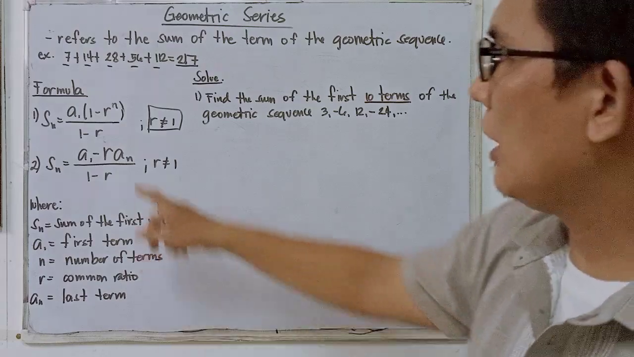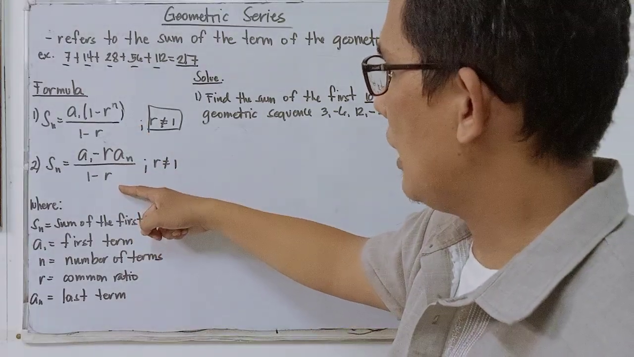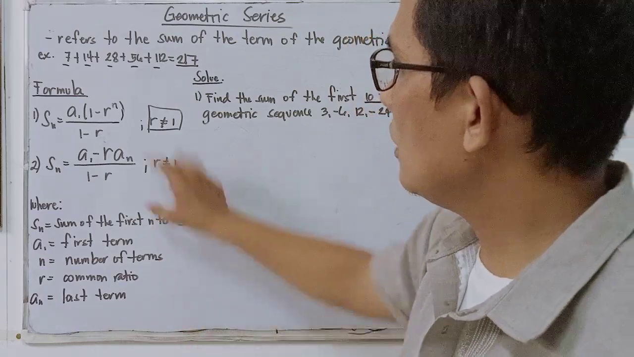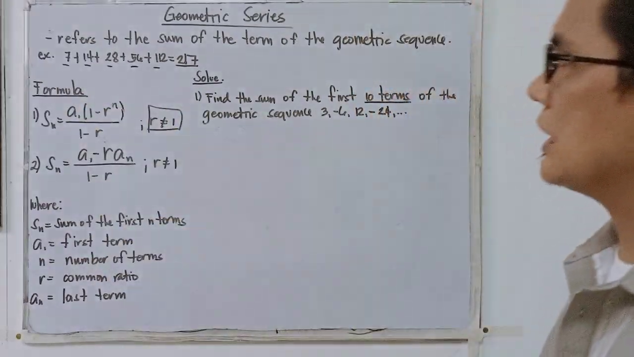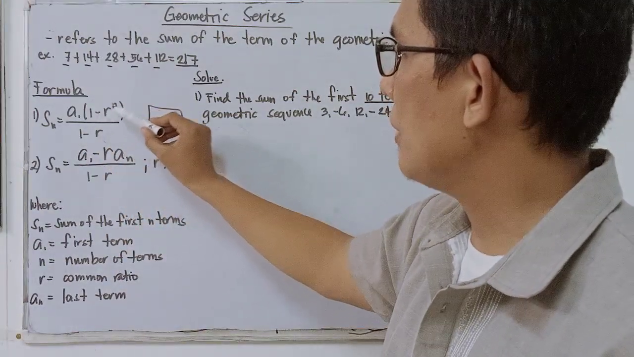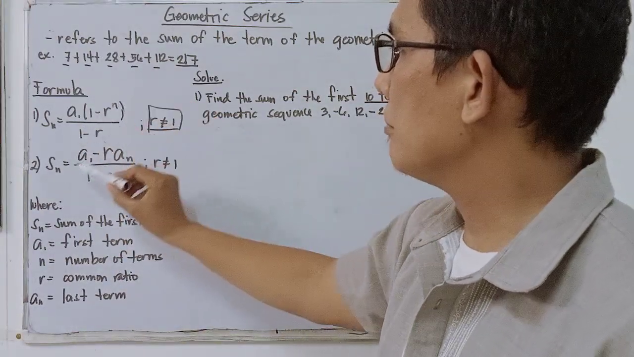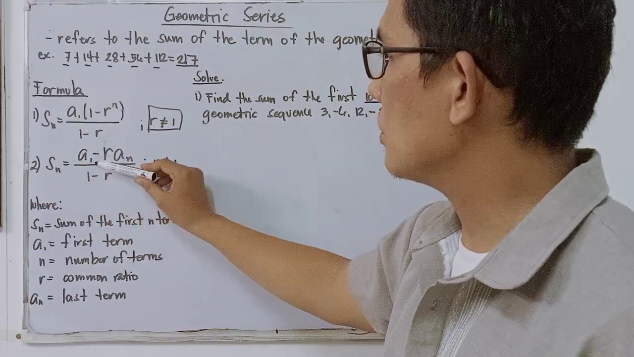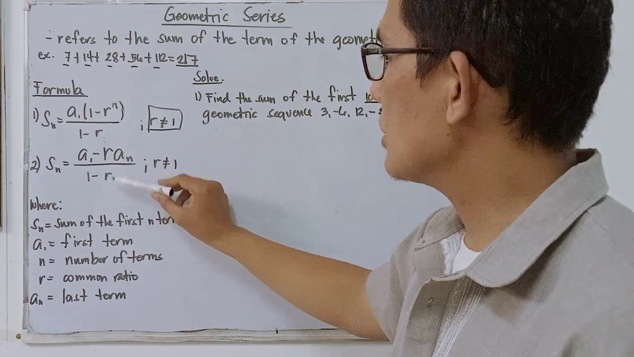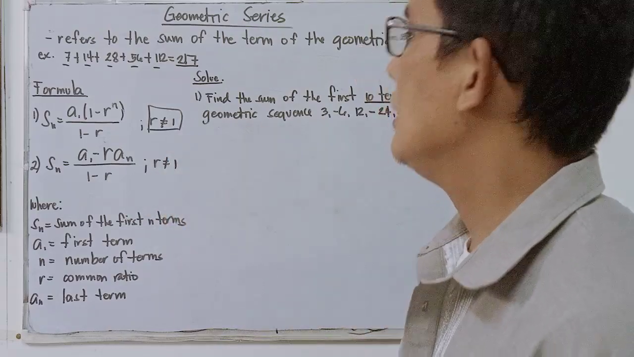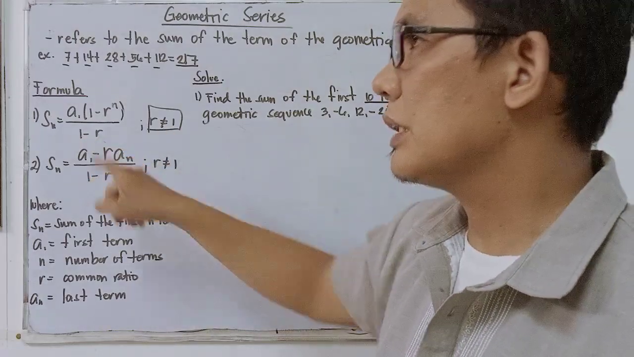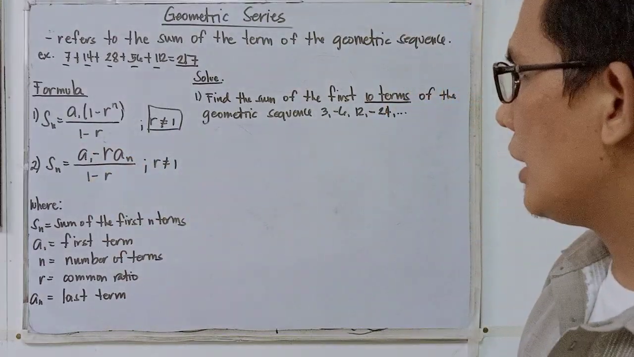This is the first formula, and this is our second formula, where these are the definitions of the variables that we can see in our formula. So S sub n is equal to a sub 1 times 1 minus r raised to n, all over 1 minus r. Number 2, S sub n is equal to a sub 1 minus r times a sub n, all over 1 minus r, and this is the same. r is not equal to 1, because if r is equal to 1, 1 minus 1 is 0, and that would be undefined.